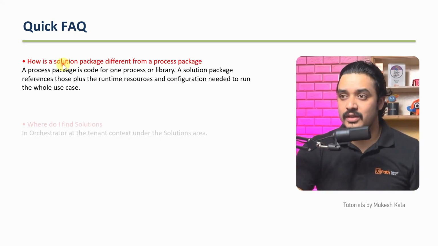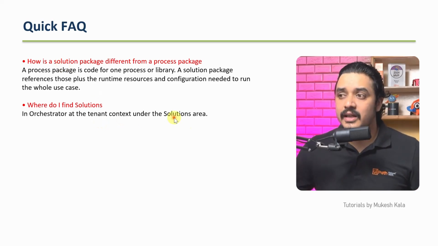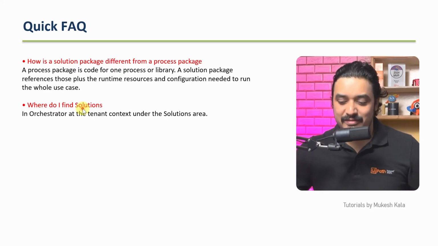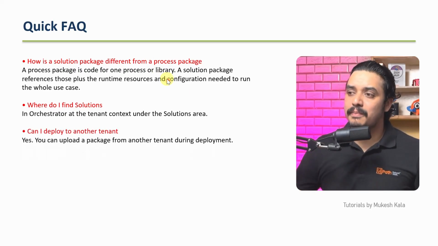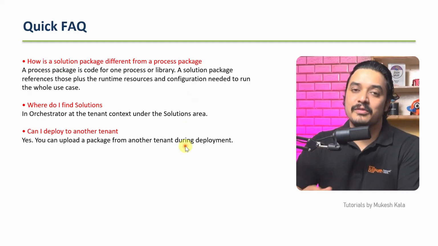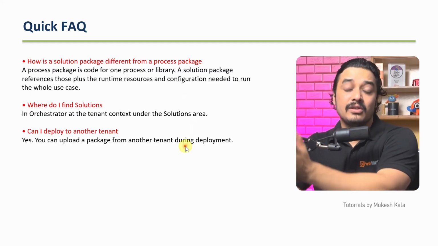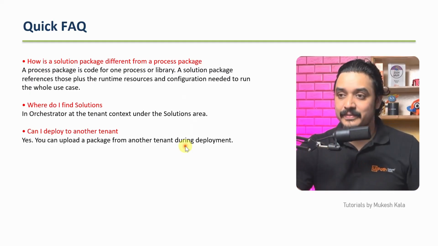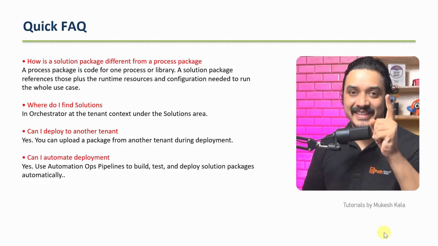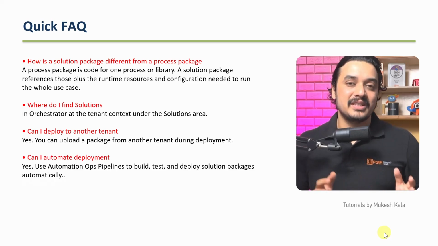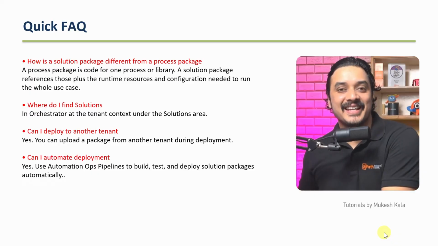So don't get confused. The second question is, where do I find a solution? In the orchestrator, whichever tenant you have selected, under solutions you will find the solution. Pretty obvious, right? The next question is, can I deploy it to another tenant? Yes, just upload the package from one tenant to another tenant. We'll park that for a later video. But that was one of the problems, right? Dev to test to UAT or to production. You can do that. And the last question, can I use it to automate the deployment? Yes, we discussed that in the beginning, that you can use CI/CD and Automation Ops to build, test and deploy all of this automatically as well.